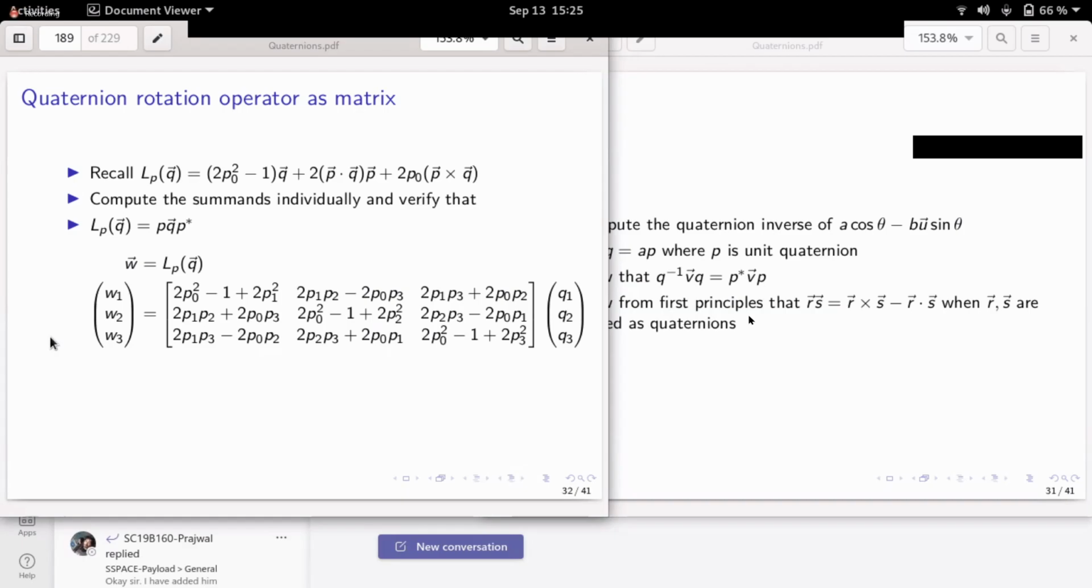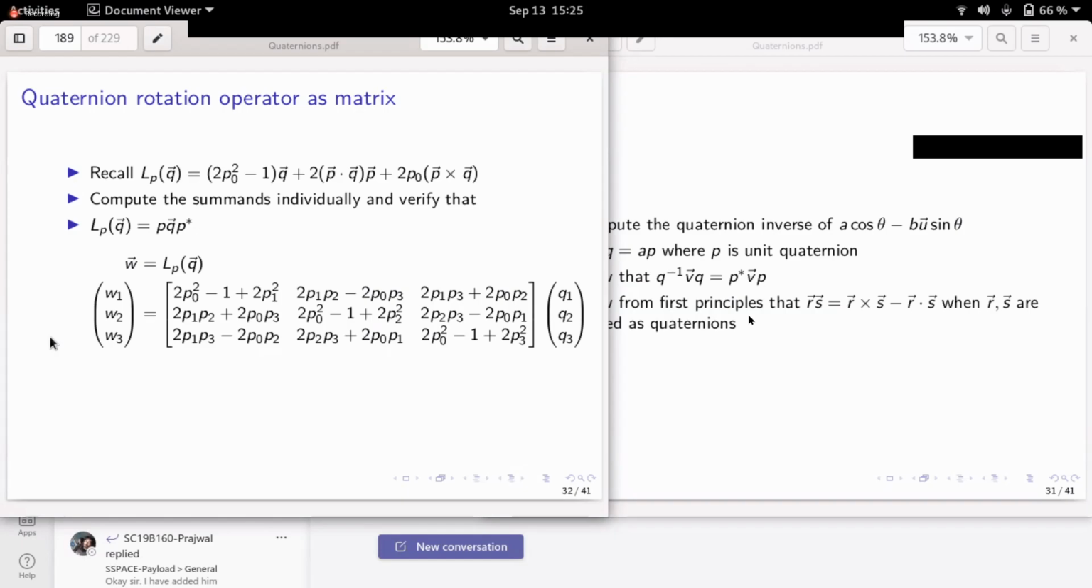Compute the trace, what will you get? 6p0 squared minus 3 plus 2 times p1 squared plus p2 squared, something like that. You remember that in the trace of a DCM matrix, p0 represents the cosine of theta. In the trace of the DCM matrix also that cos theta came, if you remember. So these are all playing a role.